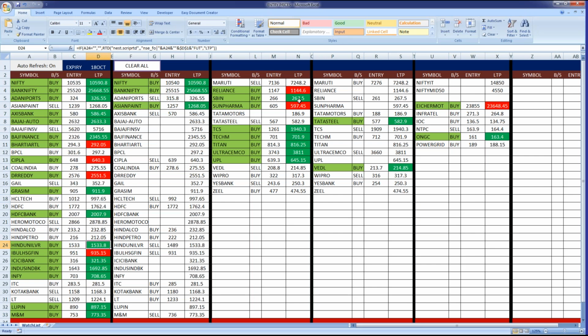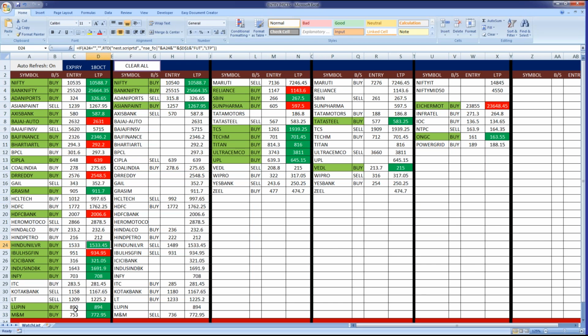So SBI is in profit. Overall, the PSUs and private banks are in profits, and pharma is going nowhere. That is the reason why you are seeing red in Dr. Reddy and Cipla. But Lupin is in profit. Yesterday it was real good trades.